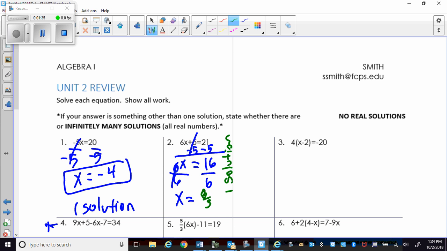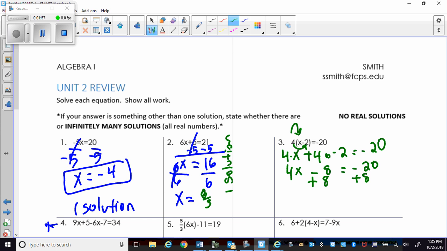Number 3, you need to distribute the 4. You draw your arrows, 4 times x, then 4 times negative 2 equals negative 20. 4 times x is 4x. 4 times negative 2 is negative 8 equals negative 20. You add 8 on both sides. You get 4x equals negative 12. Divide both sides by 4. And x equals negative 3. This is one solution.